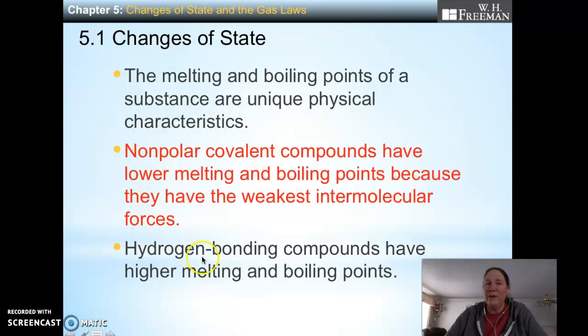Okay. If you have hydrogen bonding compounds, they have much higher melting and boiling points. Like water, you have to heat it up to 100. So the bonding type is going to determine what type of intermolecular forces they have as well. If you only have weak ones like dispersion forces, they melt really easily. But if they have hydrogen bonding, dipoles, that kind of stuff, then you have to add a lot more energy in order to get them to melt.